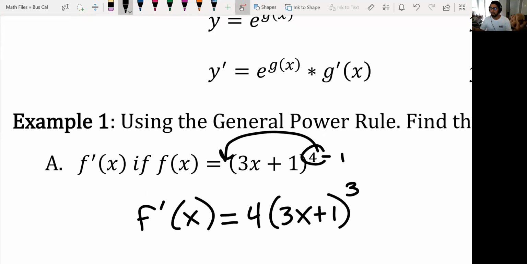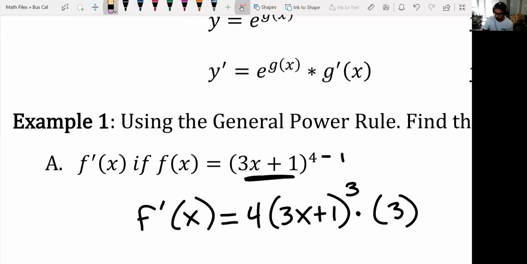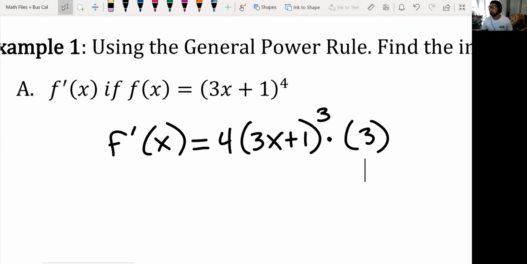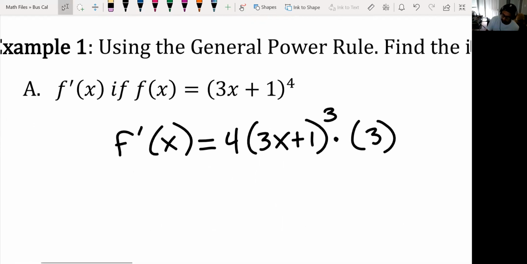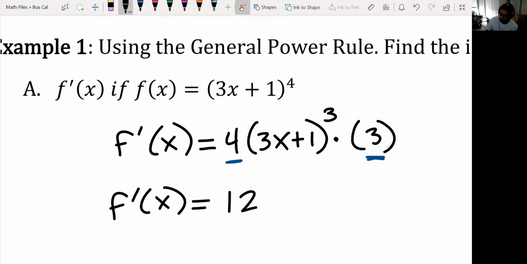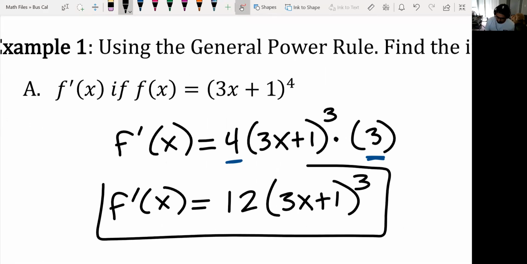That is the derivative of the outside. And now you need to multiply it by the derivative of the inside. What is the derivative of 3x plus 1? The derivative of 3x plus 1 is just 3. Okay, there it is. The derivative is done. The calculus is done. Now, all we say here is outside number times inside number. That 4 times the 3, and we end up with f prime of x equals 12 times 3x plus 1 cubed. And that's it. We can't do anything else.